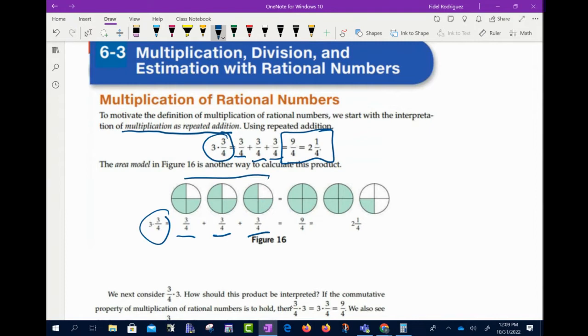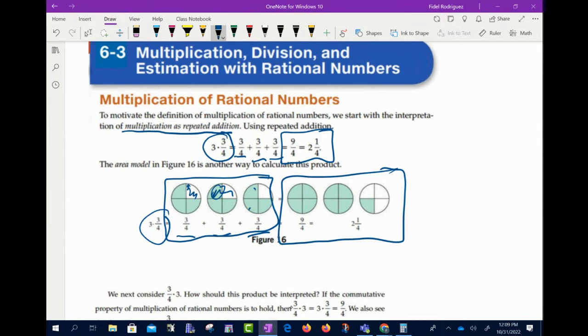So again, here's the picture of it, right? Each one of those circles is cut up into 4 pieces. 3 of them are shaded. We're adding them up 3 times, right? And all they're kind of doing is saying, let's take this piece here and fill that one in, and then let's take these 2 pieces and put them over there. So we're going to have 2 complete circles and a fourth of the other one. Or they might say, as an improper fraction, we have 9/4.